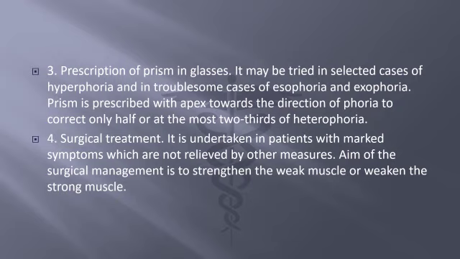The third treatment option is prescription of prism in the glasses. This is done in certain selected cases of hyperphoria and in some troublesome cases of esophoria and exophoria that do not respond to the use of glasses or orthoptic exercises. The prism is prescribed with its apex towards the direction of phoria to correct only half of the heterophoria, or 2/3, but not totally. It does not correct the heterophoria fully.